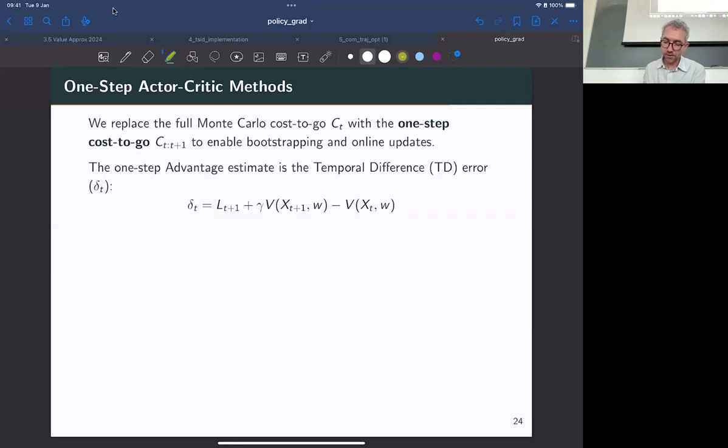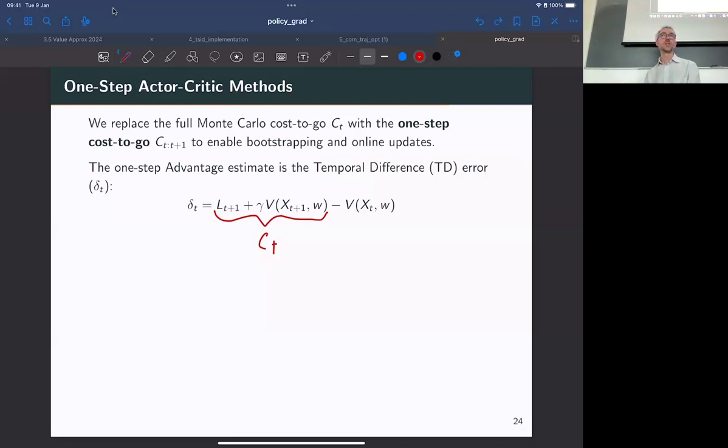So before, this guy here was the complete cost to go, CT. Now, instead of having the complete cost to go, we just take the instantaneous cost for the current time. And then everything after that, we replace it with the current estimate of the value function. So we have the value function here evaluated at the next state.